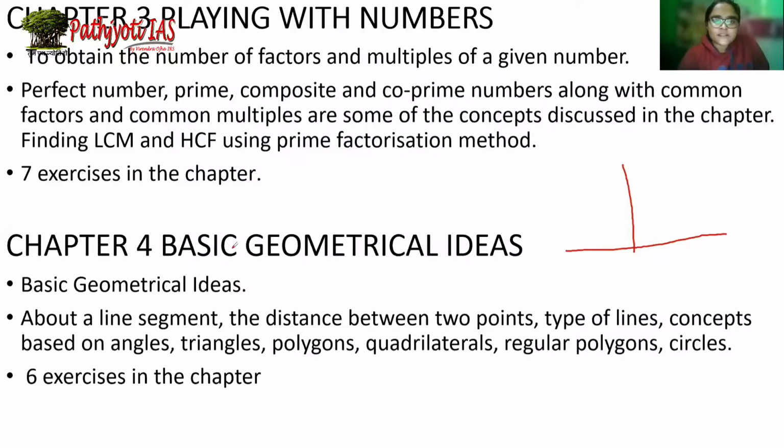And then again, in this chapter we'll also understand the concept of angles, triangles, polygons, quadrilaterals, regular polygons, and the circle as well. To give a better idea about regular polygons, we have also written polygons and regular polygons, right? So what is a regular polygon? It will have equal angles as well as be equilateral. So the sides will also be equal.